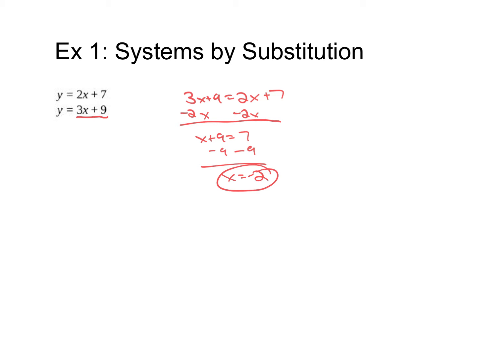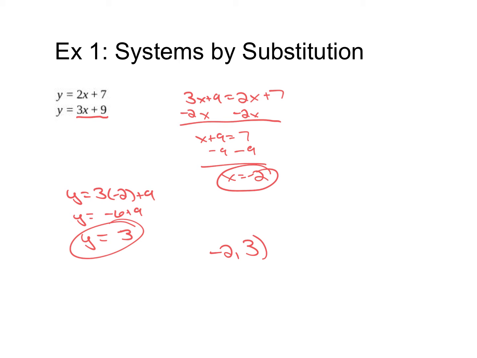And now we need to plug this back into really either of our equations. So I'm just going to plug that in, say 3 times negative 2 plus 9. That's going to be negative 6 plus 9, which tells us that y equals 3. And that's our answer. So x is negative 2, y is 3, and they are going to intersect at the point negative 2, 3. All right, let's take a look at another one.